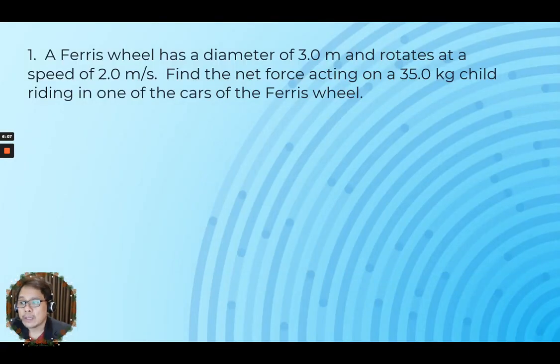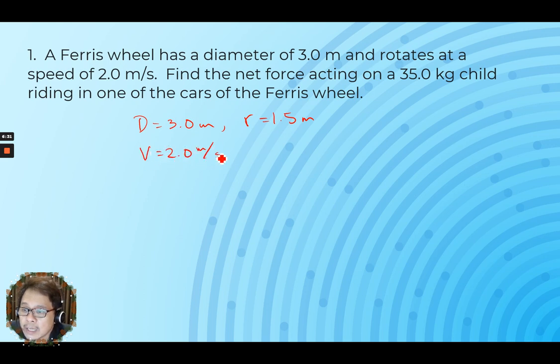Number one, a Ferris wheel has a diameter of 3.0 meters and rotates at a speed of 2.0 meters per second. So we're given the diameter, the capital letter D, 3.0 meters. Now we know that the R is 1.5 meters. We divide the diameter by 2. Find the net force acting on a 35-kilogram child riding in one of the cars of the Ferris wheel.